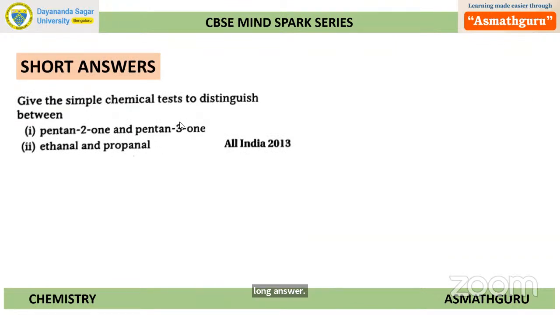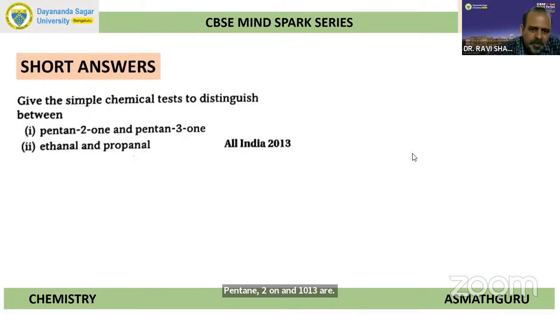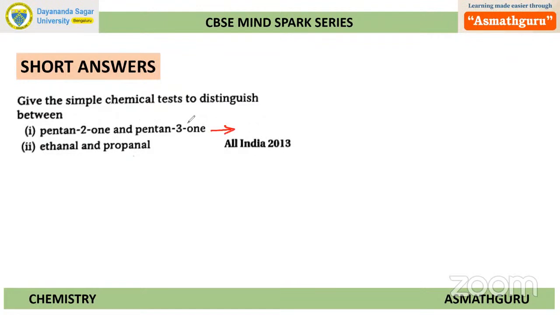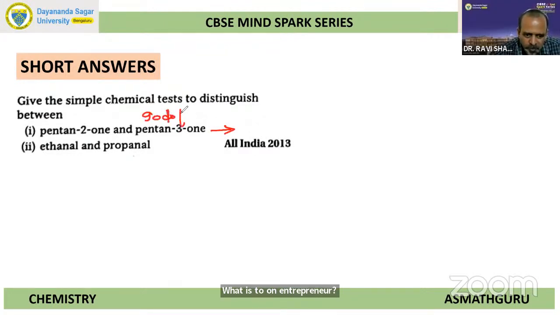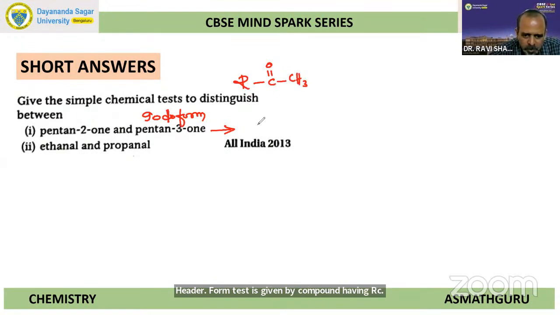Give the simple chemical test to distinguish between pentan-2-one and pentan-3-one. Which test can you give? What is pentan-2-one and 3-one? Iodoform, sir. Very good. You can take the iodoform test. Why? The iodoform test is given by compounds having the RCOCH3 group. Let us write the two structures. Pentan-2-one, CH3CH2COCH2CH3. This is 3-one.